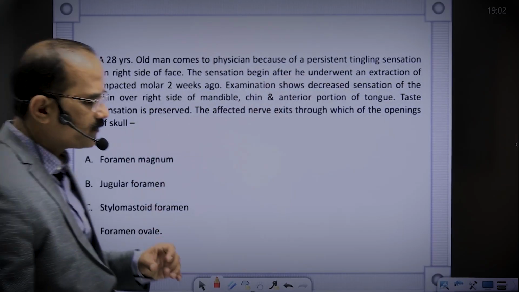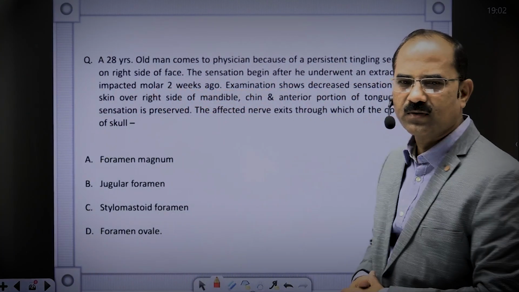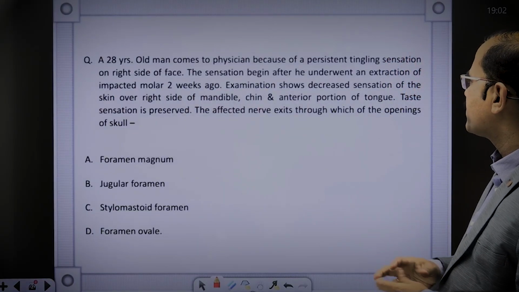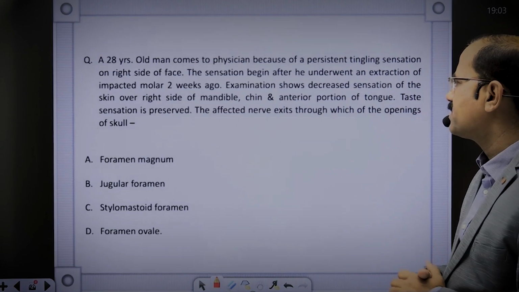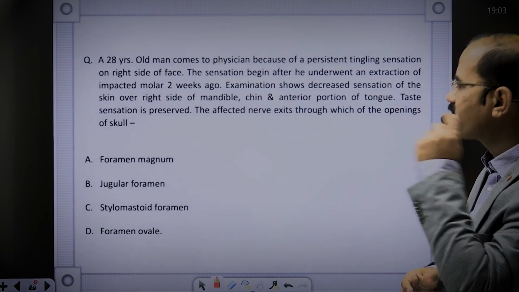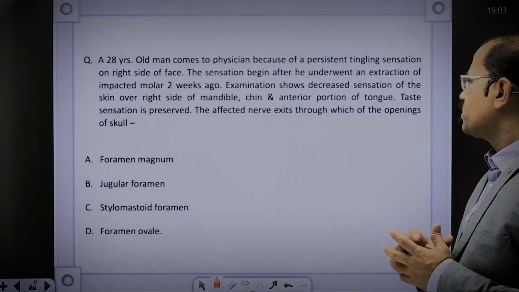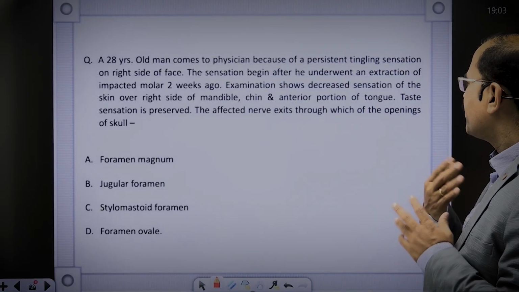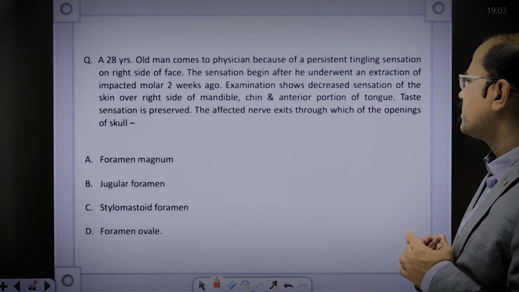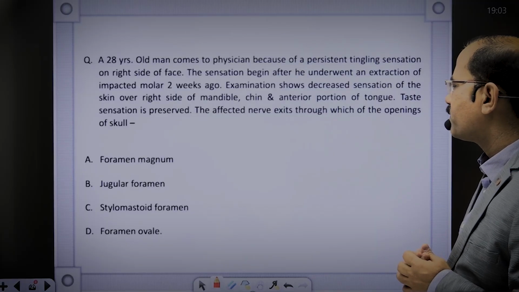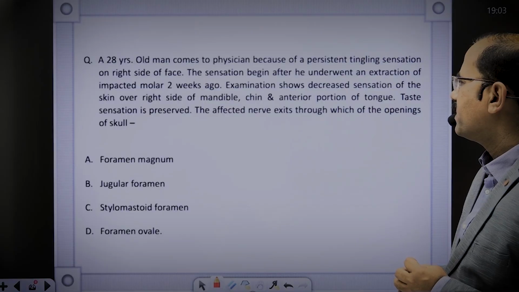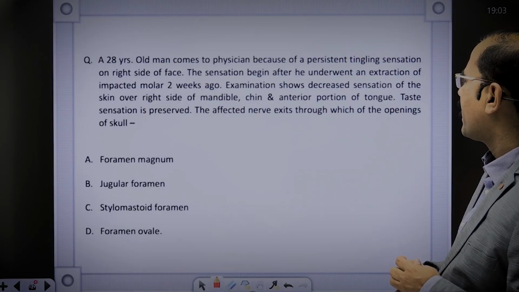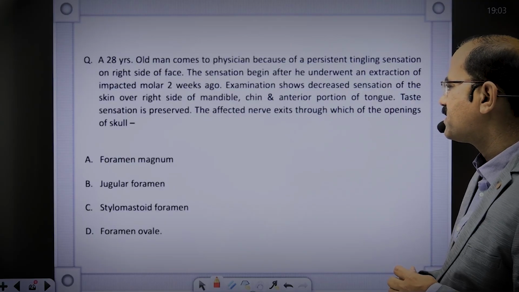Okay, answer this. MCQ. This is the MCQ that you will be getting. A 28 years old male comes to physician because of persistent tingling sensations on the right side of face. The sensation begins after he underwent an extraction of impacted molar tooth. Examination shows decreased sensations of the skin on the right side of the mandible and anterior portion of the tongue. Taste sensation is preserved. The affected nerve exits through which of the following openings? Decreased sensation of the skin on the right side of the mandible and the chin and the anterior portion of the tongue. So what do you say? Which is this nerve?